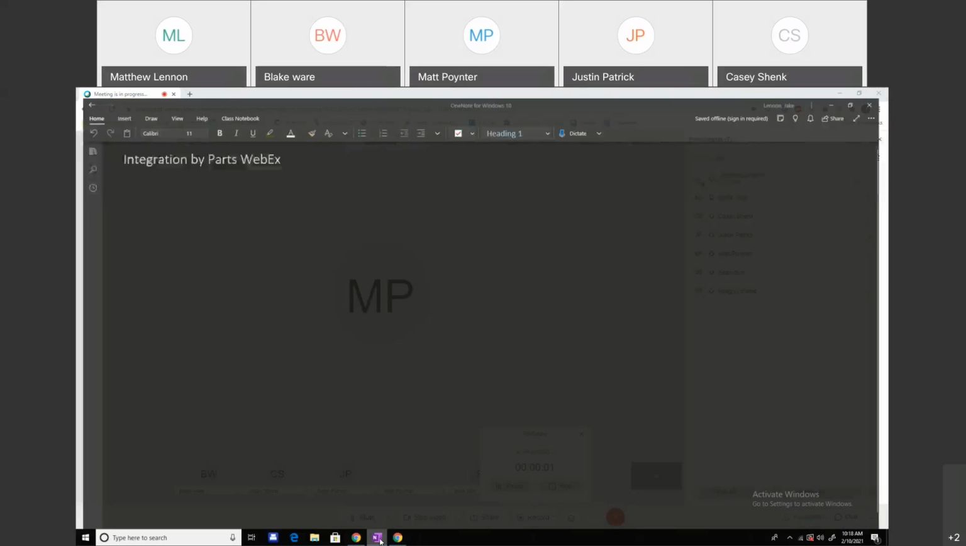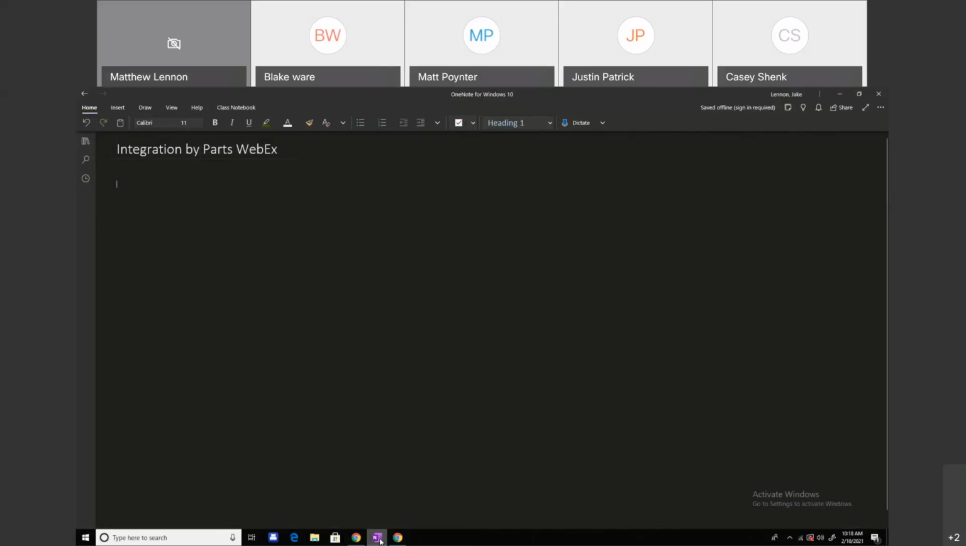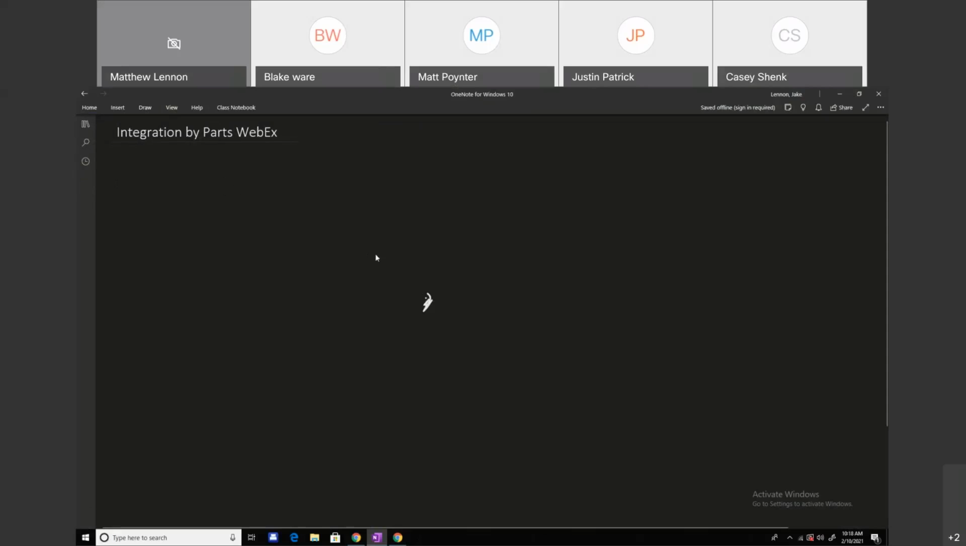All right, so integration by parts is essentially the product rule in reverse. So the product rule from derivatives. So the formula that we're going to make use of here is, I'll write it down.